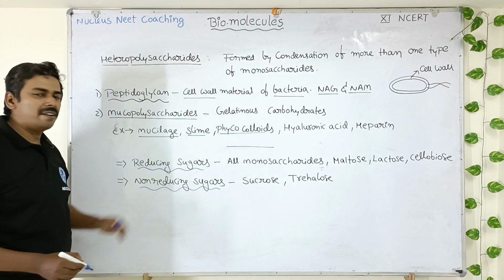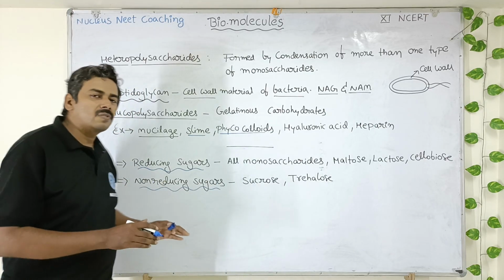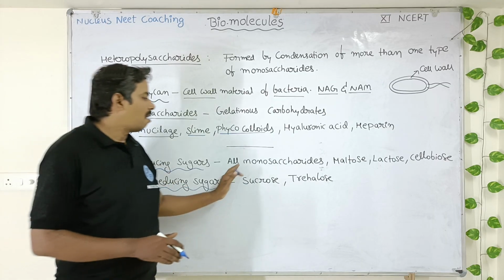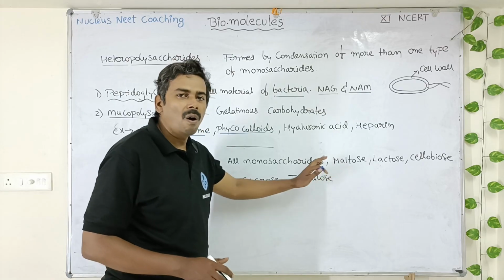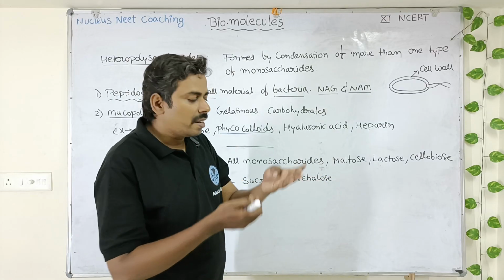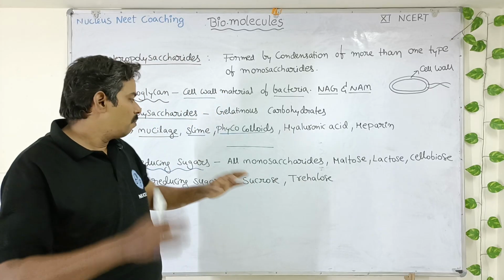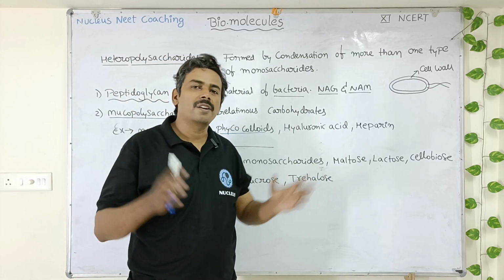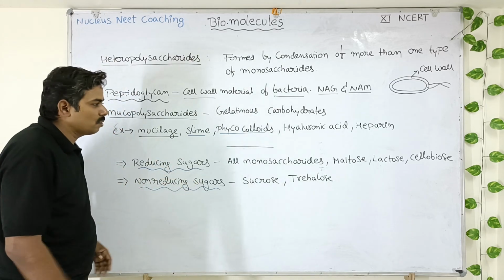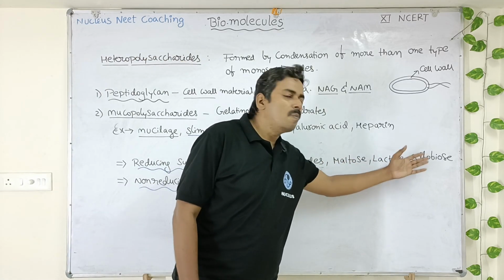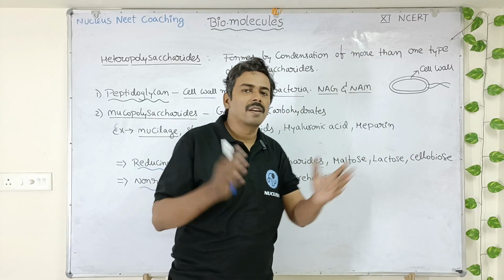Next, the last but not least, we are going to discuss reducing sugars and non-reducing sugars. What are reducing sugars? Those sugars which can act as reducing agents are called reducing sugars. All monosaccharides, your trioses, tetroses, pentoses, hexoses, heptoses, all monosaccharides act as reducing agents. They are reducing sugars. And our disaccharides, maltose, lactose, cellobiose also act as reducing agents.